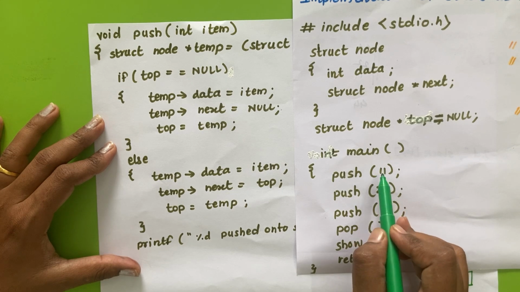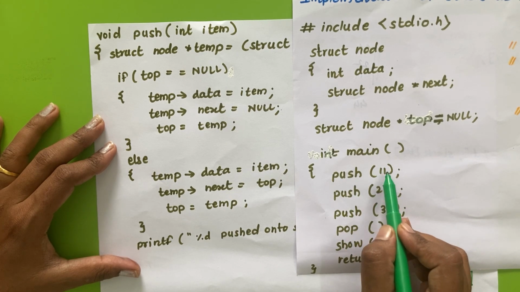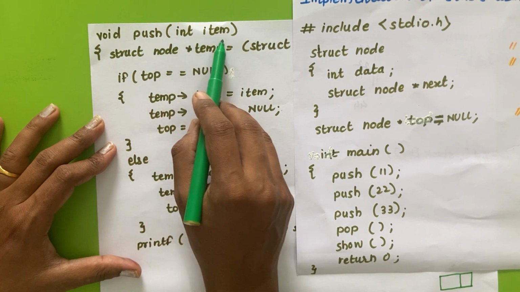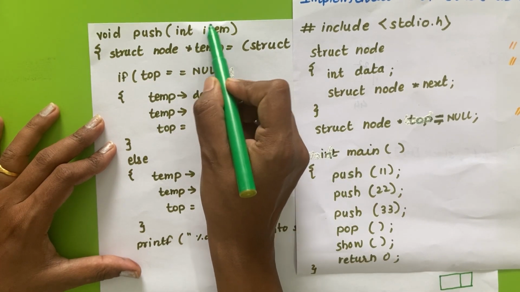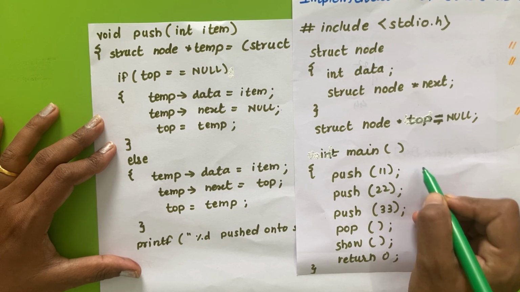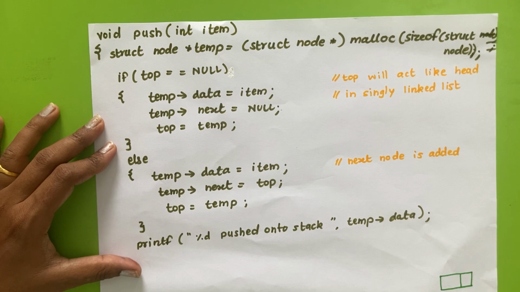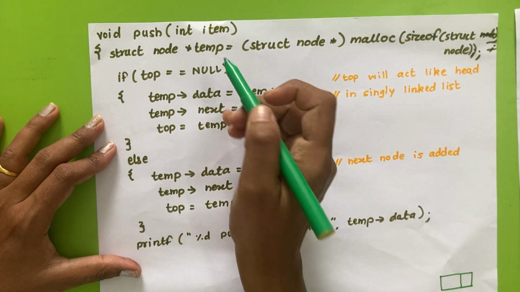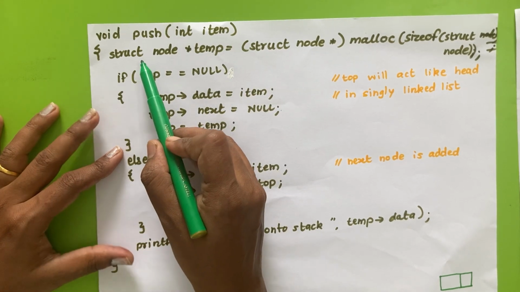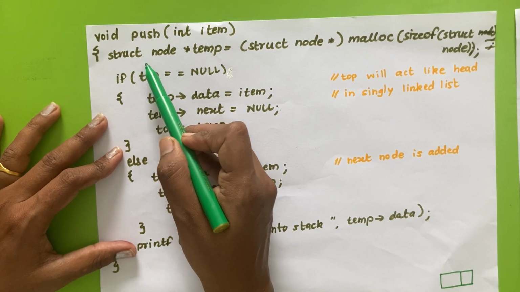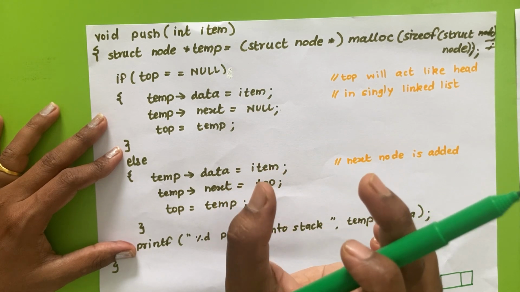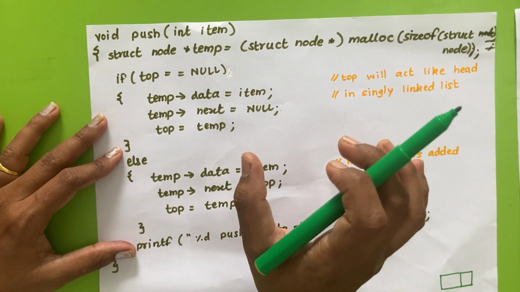So whenever main function calls the push 11 function, our execution counter will go to void push operation, and now item will get value 11 from this first call. Okay, so now I have value of item is equal to 11. Now we will first allocate memory to the node. So first we will create a single node, then we will put value in that node.